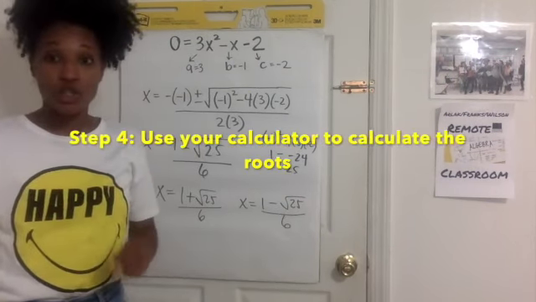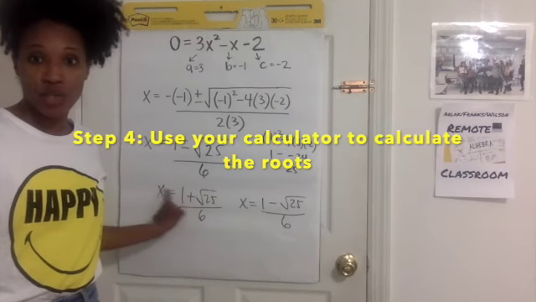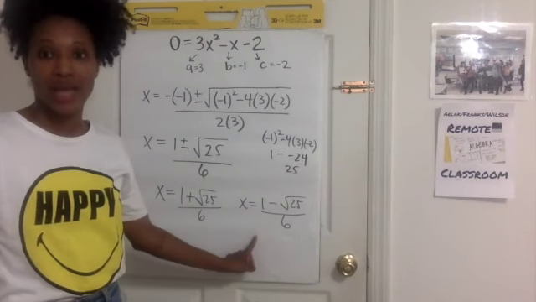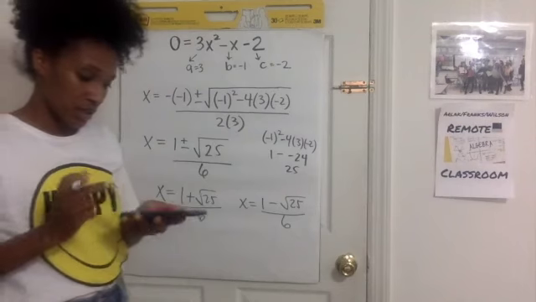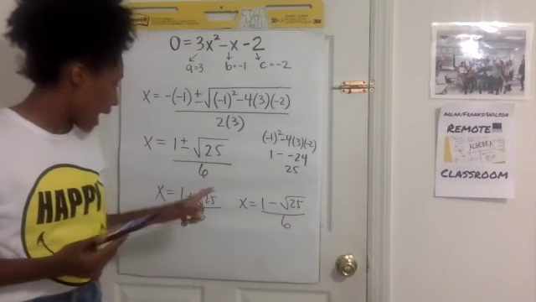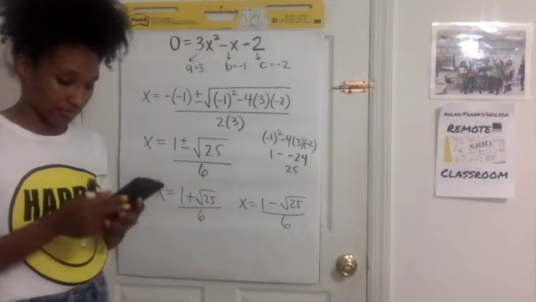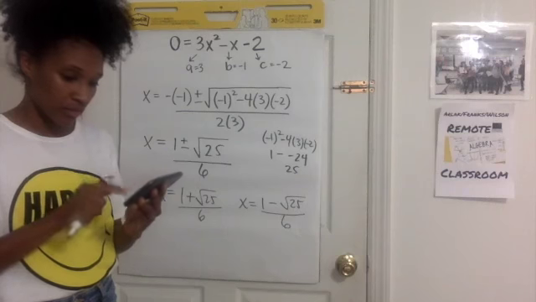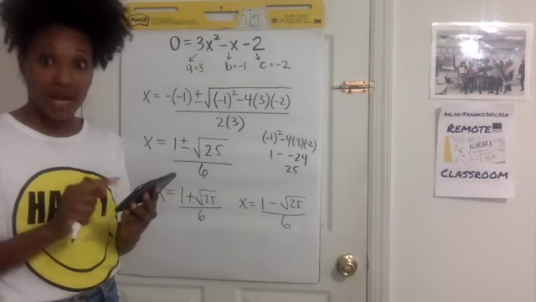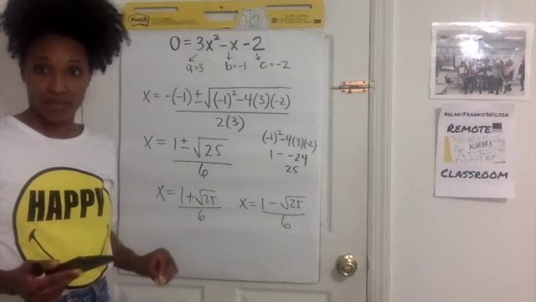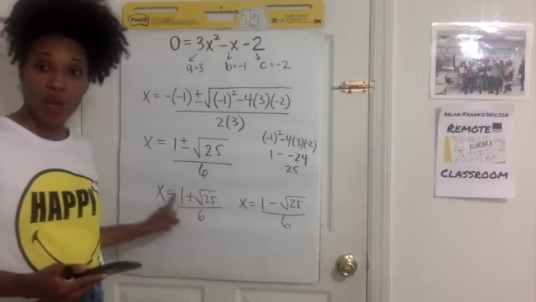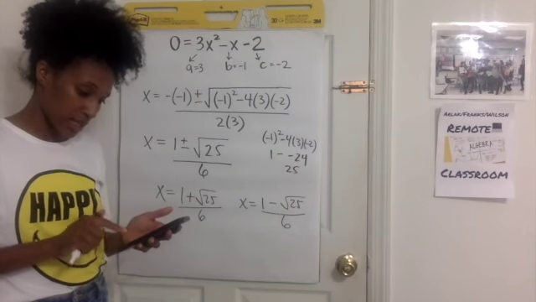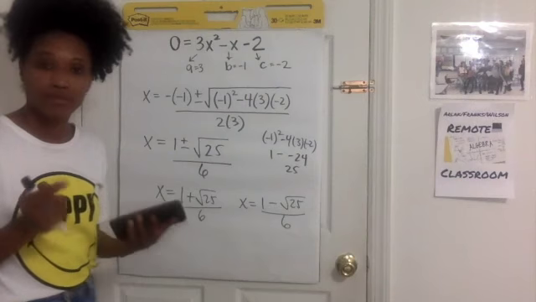Step 4, I'm going to use my calculator and add the numerator and then divide by 6. And for my other root, I'm going to subtract my numerator and then divide by 6. Let's get my calculator out. I need to know what the square root of 25 is. Some of you may have it memorized, but I can just use my calculator. The square root of 25 is 5. So I need to add 1 plus 5 and then divide by 6.